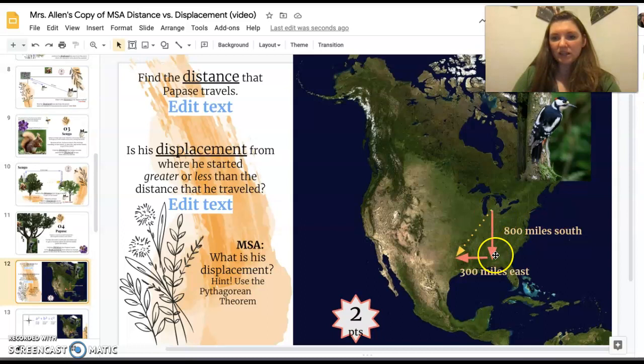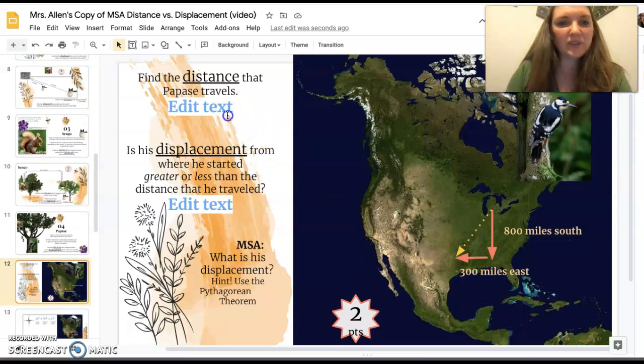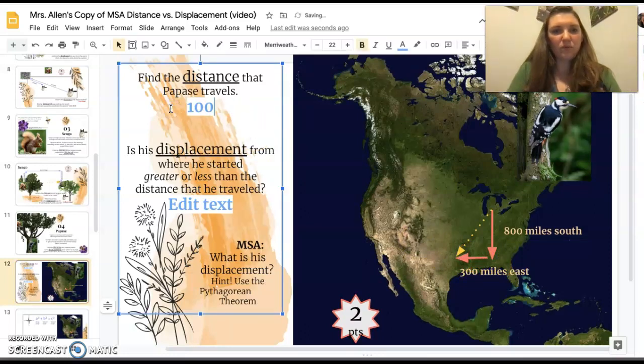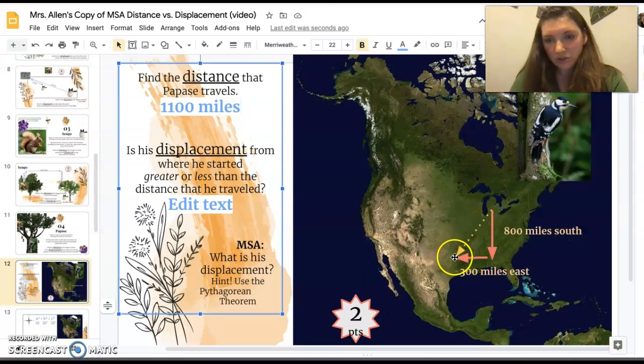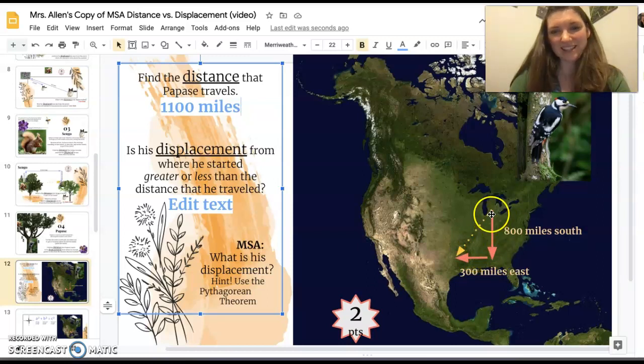So the distance is going to be 800 plus 300. We're assuming that he's traveling in a straight line south and then a straight line east. So those two added together, 1,100 miles. But if he flew in a straight line from Lansing, Michigan to wherever in Texas that is, then we would actually need to use the Pythagorean theorem there. And this is possible because we're working with a right triangle. Obviously in real life it's not necessarily always a right triangle, but for the purposes of what we're doing here, that's what it is.